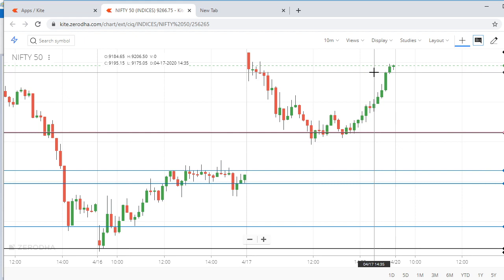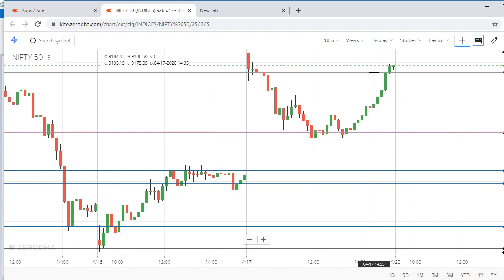So it all depends upon how small you are reducing your loss and how big you are making your profits. If you are losing, you should lose small. If you are gaining, you should gain big. Based on that, your trading life depends.